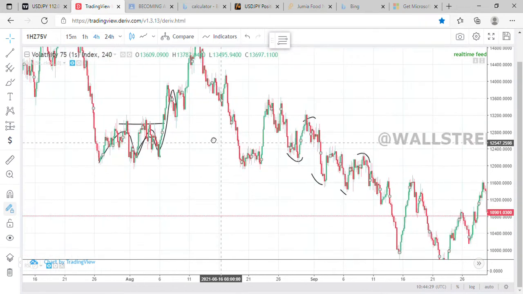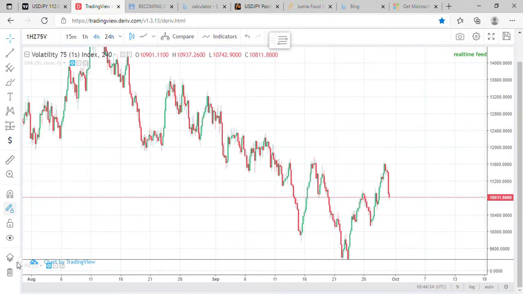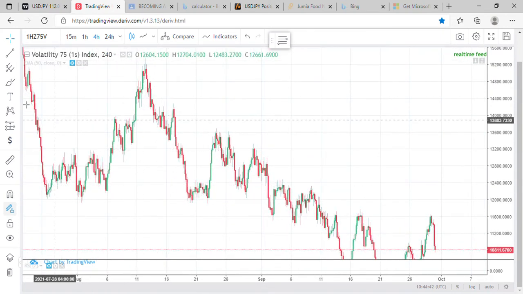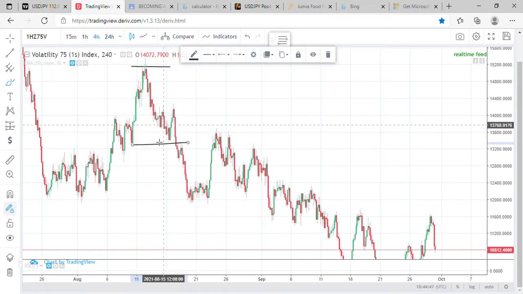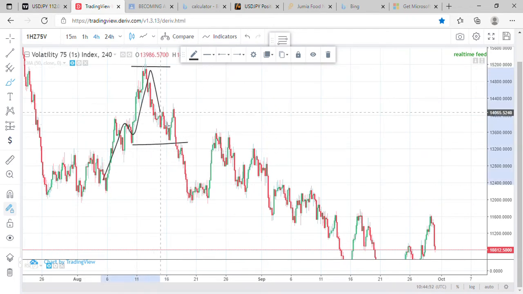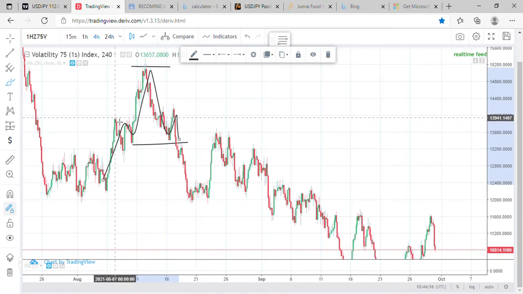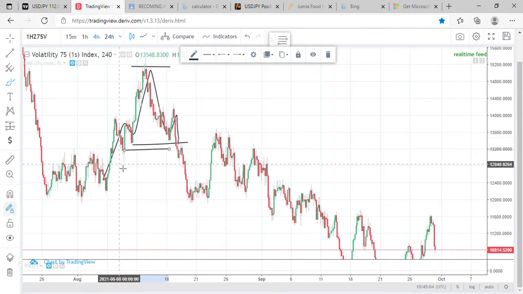Now, let's take a look at this structure right here. What do we have here? We have the market shifting structure by taking out this low. And now this is a shift of market structure. For some of you, you see this as a head and shoulders pattern. Yes, that's right. But this is a shift in market structure, the market breaking the previous major low.